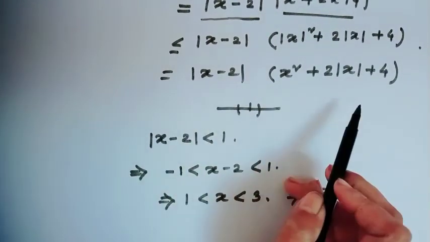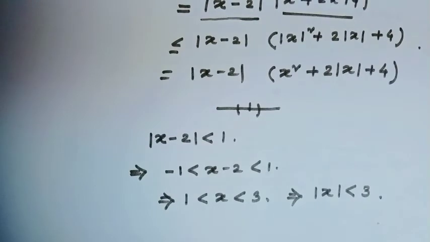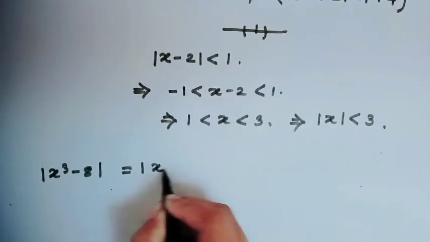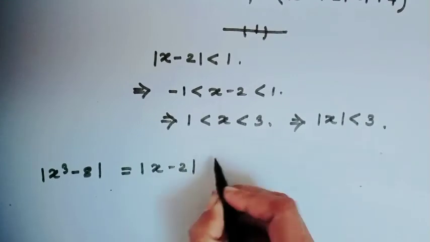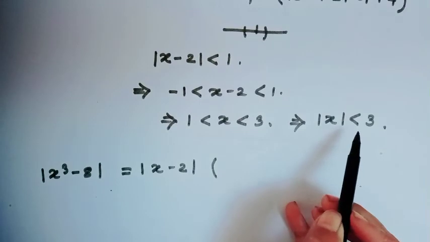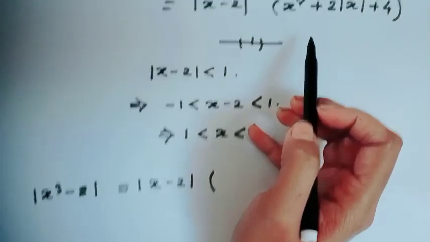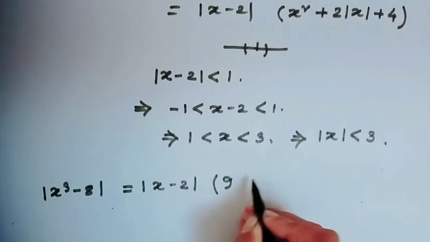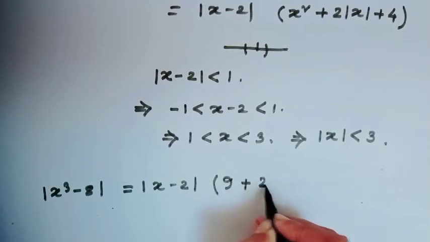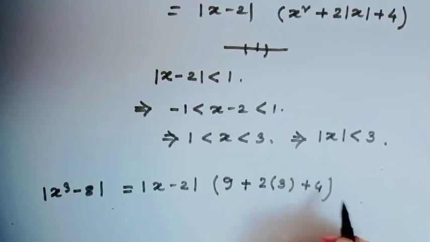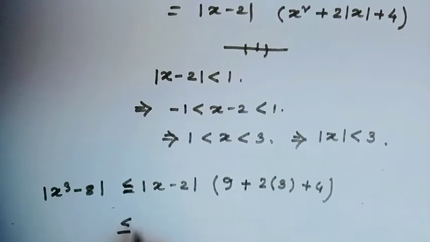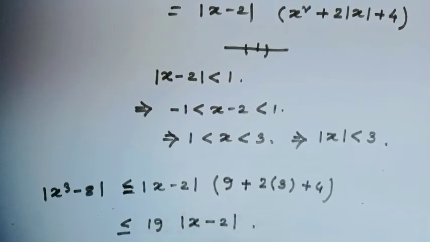Then the modulus of x cubed minus 8 is less than or equal to the modulus of x minus 2 times the bound. Since the absolute value of x is less than 3, x squared is less than 9. So this is 9 plus 2 times 3 plus 4, and this is less than or equal to 19 times the modulus of x minus 2.